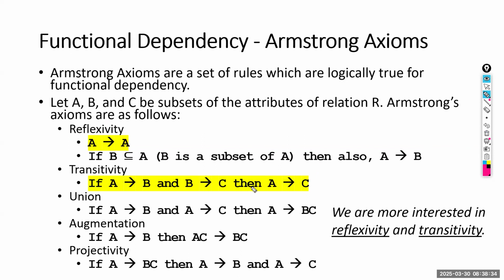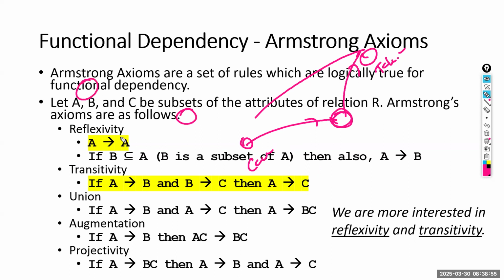Transitivity. You know what the meaning of transit is, right? Sometimes when you go from Colombo to, say, Tokyo, sometimes you go directly. Sometimes maybe there's a transit in Singapore, a transit flight. Or maybe there's a transit in Dubai when you go to Rome. So transitivity means if A determines B and B determines C, then A determines C.